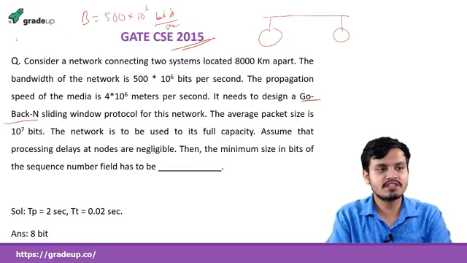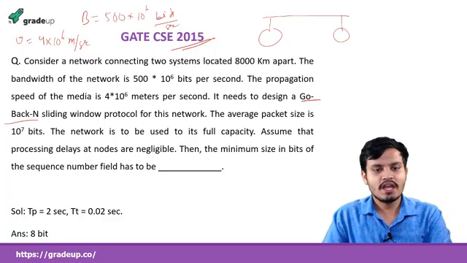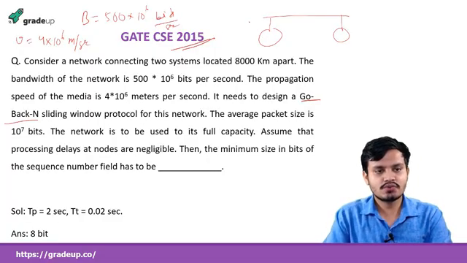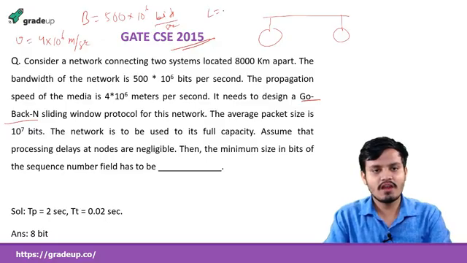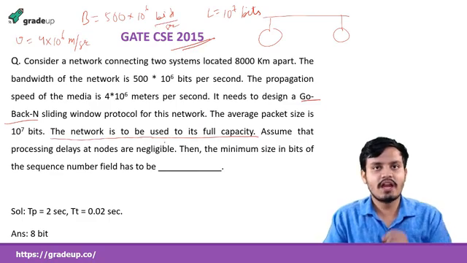So it is given as speed, velocity. So 4 × 10^6 meters per second. We need to design a Go-Back-N sliding window protocol for this network. The average packet size is this. So we are also given the length, L is equal to 10^7 bits. The network is to be used to its full capacity. So it is given here that the network should be used to its full capacity.